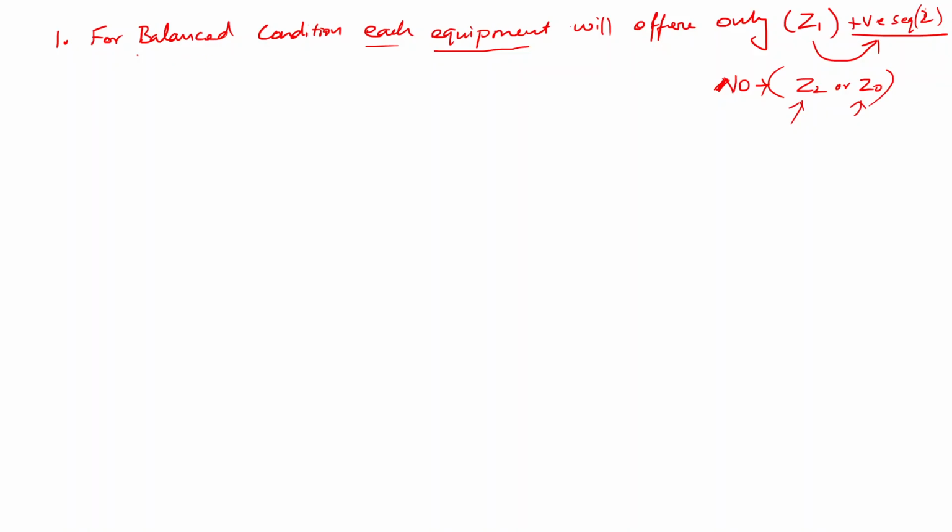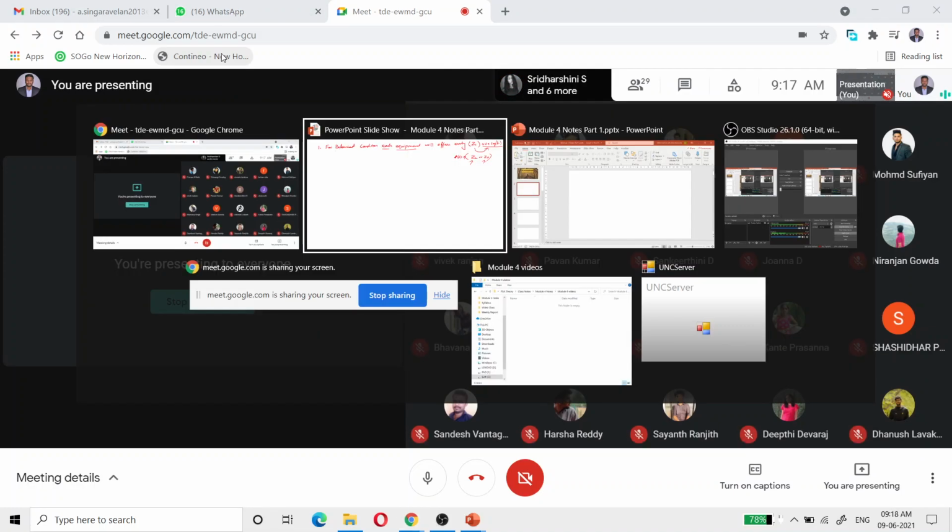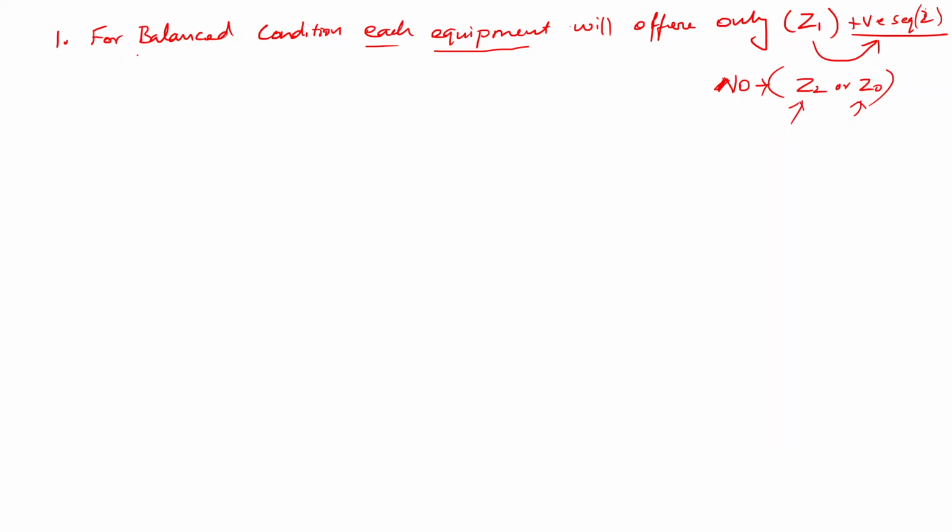Is that clear, right? Is that clear? Yes or no, please? Someone? Students, am I audible to you? Yes, sir. Okay. So this first statement is clear for you.